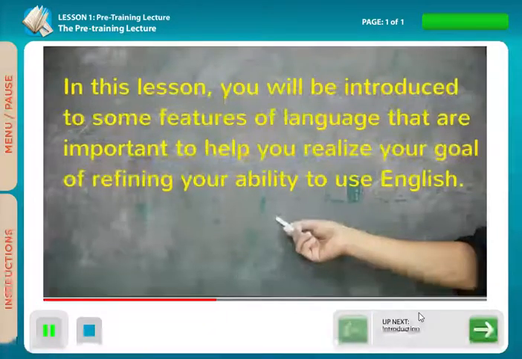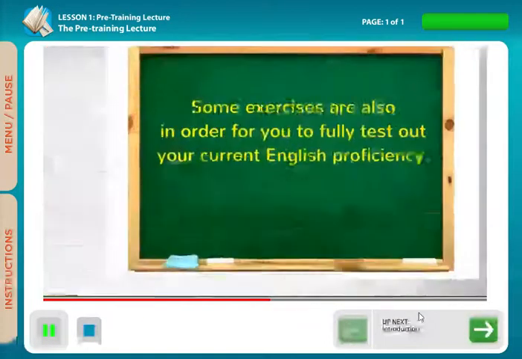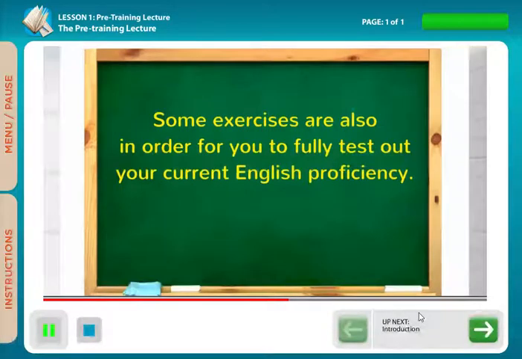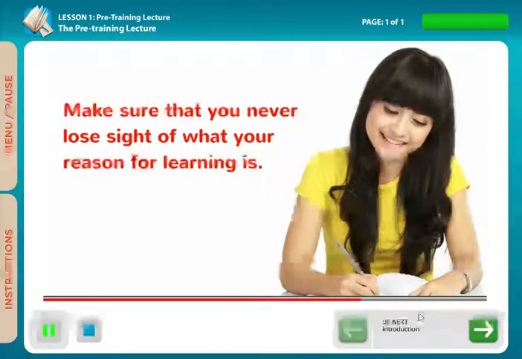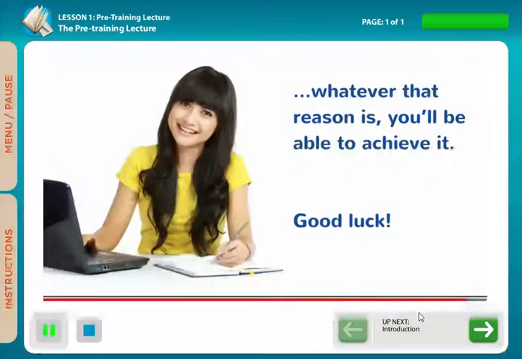In this lesson, you will be introduced to some features of language that are important to help you realize your goal of refining your ability to use English. Some exercises are also in order for you to fully test out your current English proficiency. Everyone has a reason for doing something, especially if you're putting in a lot of time and effort into it. Write down why you're learning English. Explain to yourself why and how you plan to achieve your goal. Before starting a lesson in LEAP, remember to read what you've written down. Make sure that you never lose sight of what your reason for learning is. I'm sure that whatever that reason is, you'll be able to achieve it. Good luck!